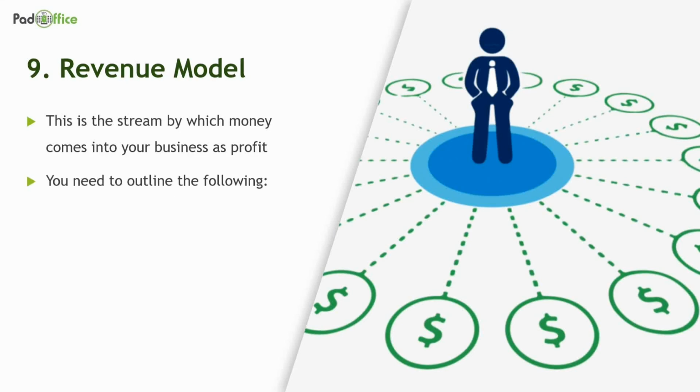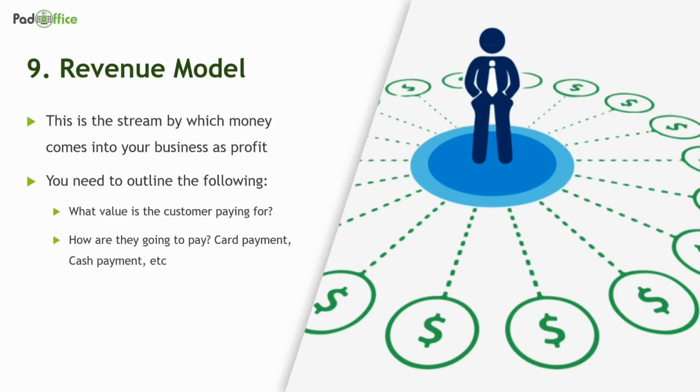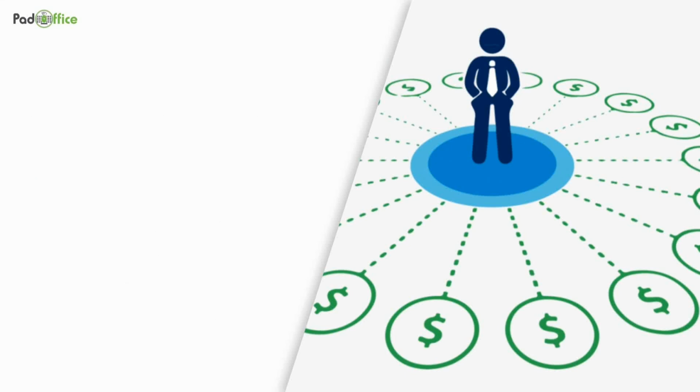You need to outline the following things. What value is your customer paying for? Then how are they going to pay? Are they going to pay with their card? Are they going to pay with cash? Or what other means of payment are they going to pay with? Then at what point are they going to pay? Are you going to give them a free trial before they pay? Are they going to pay immediately? You need to be able to outline these things before you start your business.